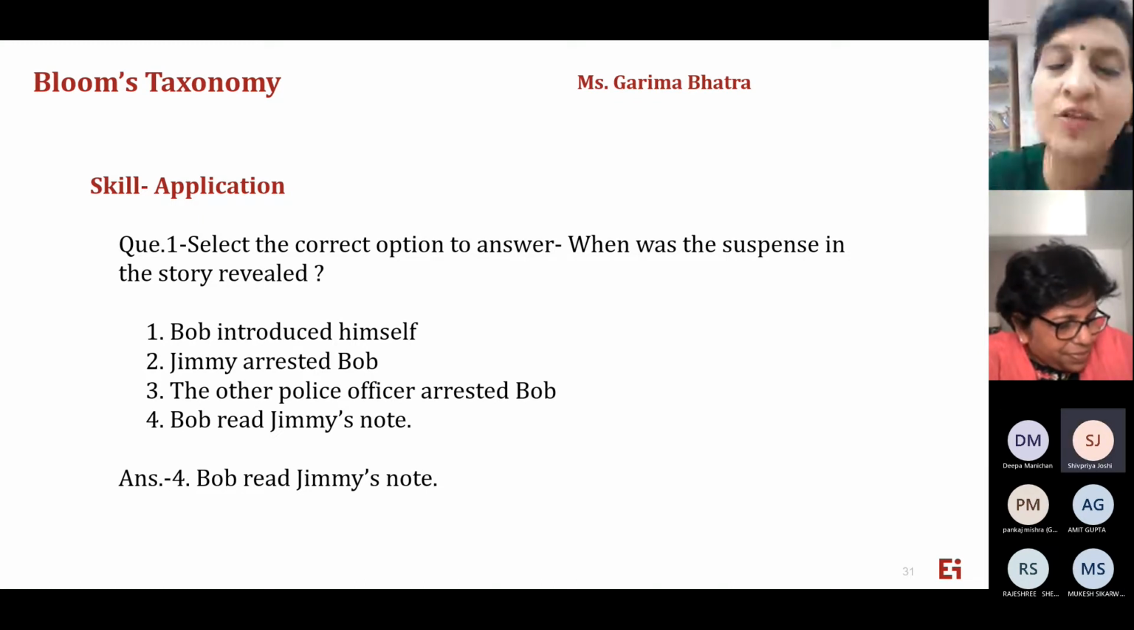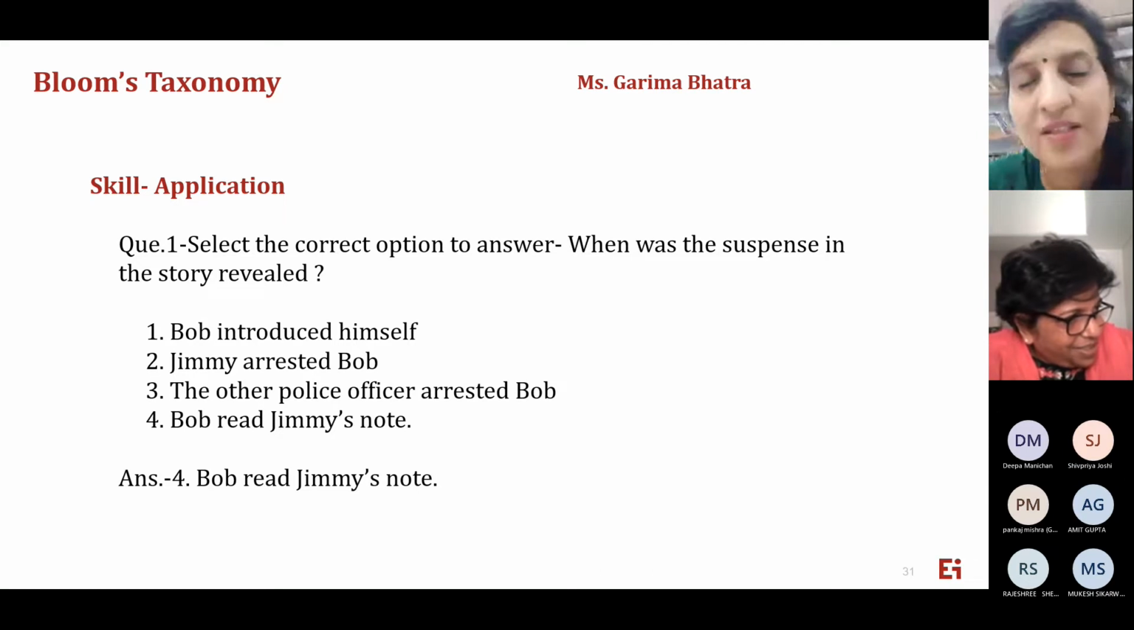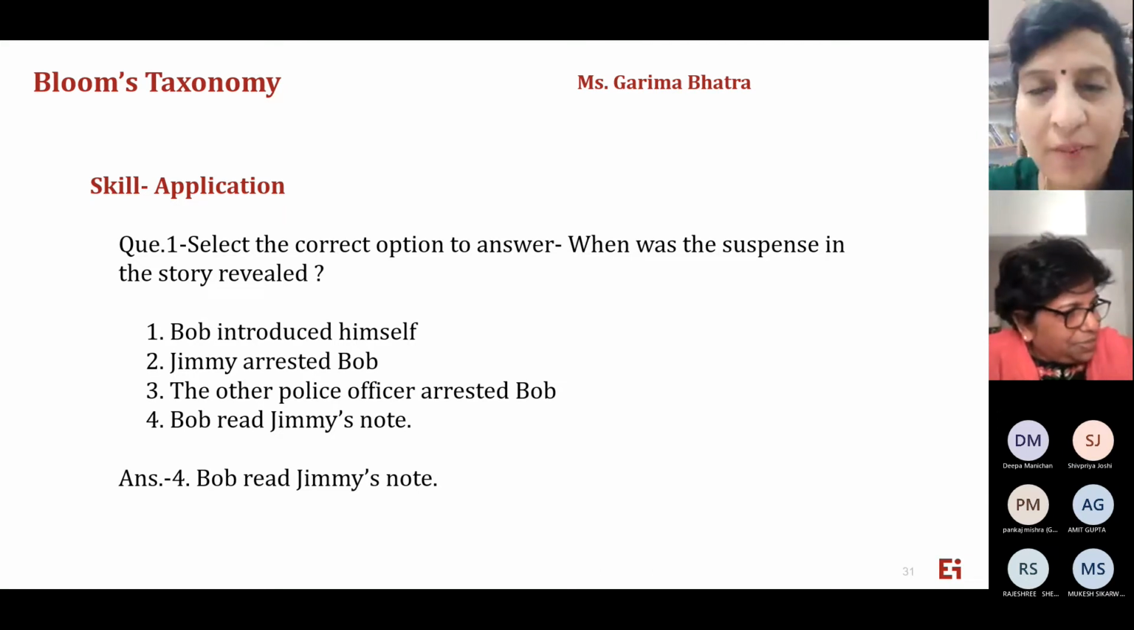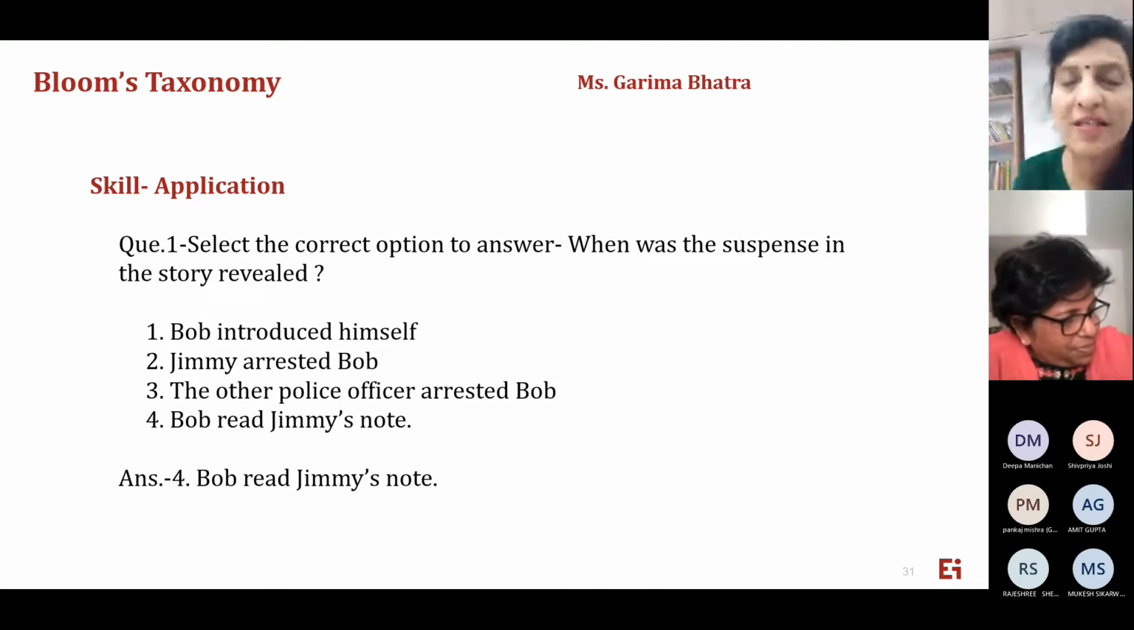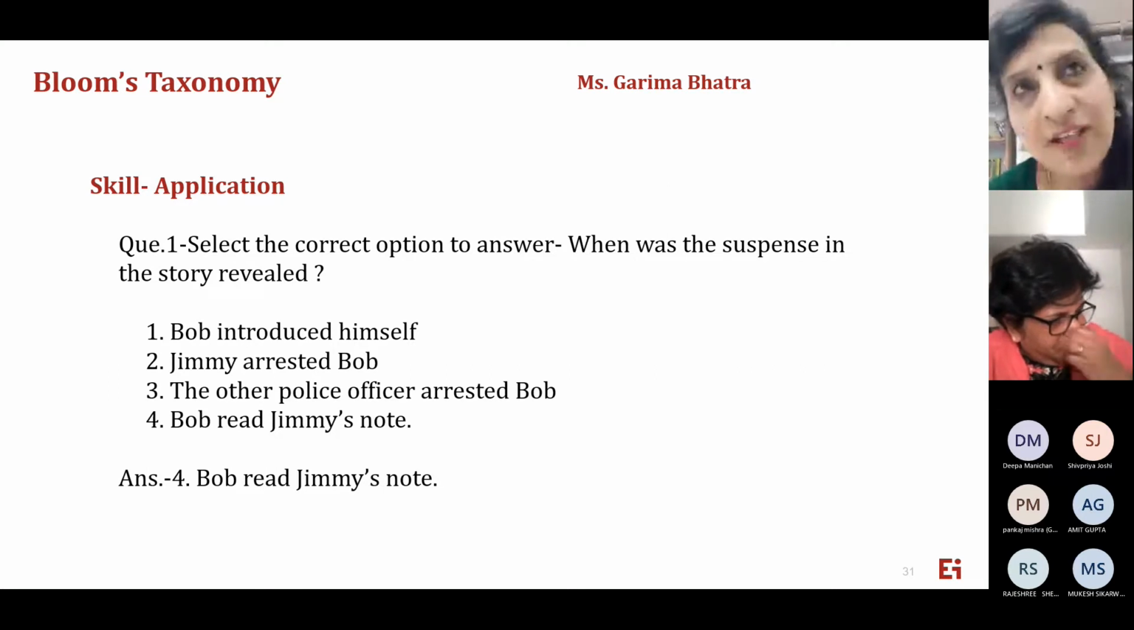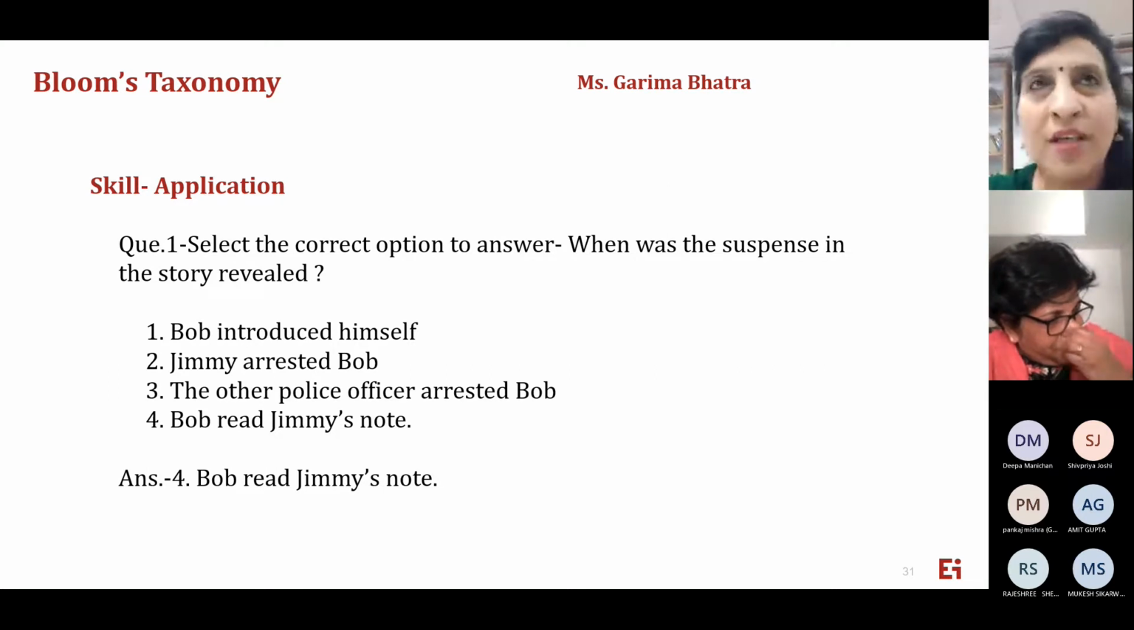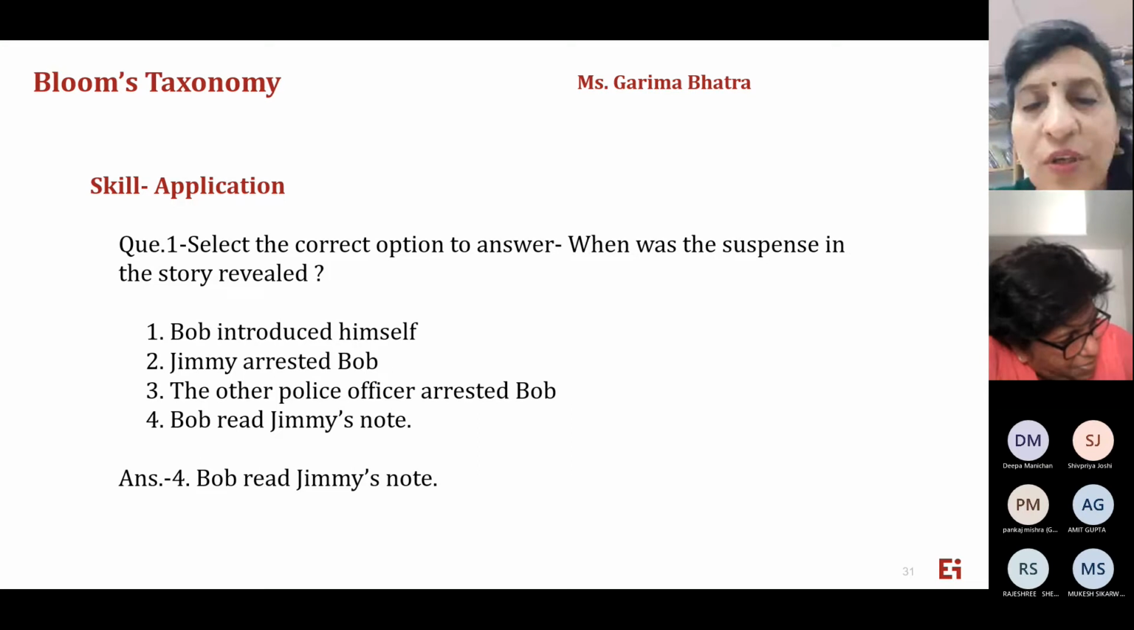Excuse me, ma'am, may I also express my views about these options? Definitely. When a student starts thinking, see, it was not expected, it was totally unpredictable that Bob is going to be arrested. But when a student reads, "Arey, Bob was arrested," okay, so this happened.